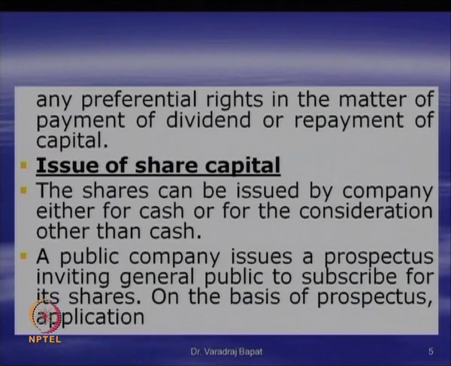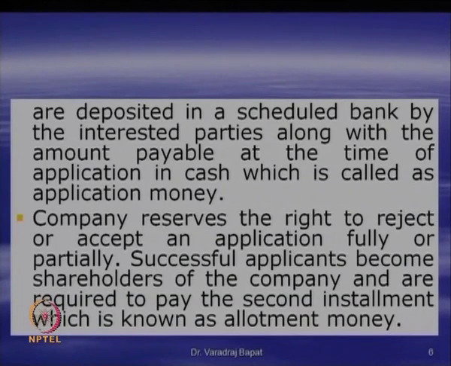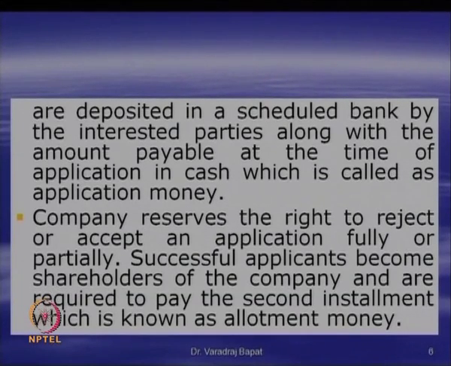Now, a public company can go for an issue of shares to the general public. For that, they issue a document that is known as a prospectus. Now, on the basis of the prospectus, the applications are deposited by the interested parties along with the money, which is known as application money. So, we were assuming that the company is issuing the shares at 15 rupees.